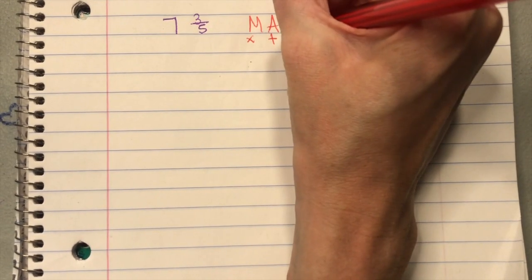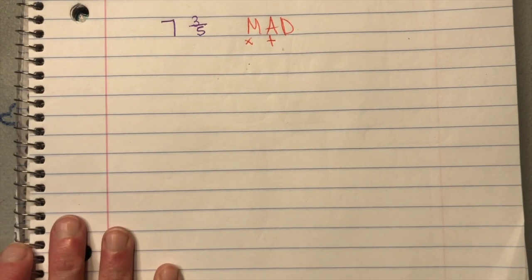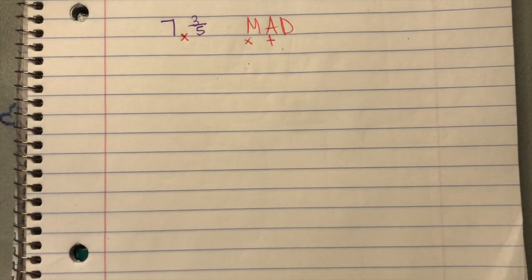7 3/5. Okay, I am going to use MAD. Remember, that stands for multiplication, add, and the denominator stays the same. So first thing I'm going to do is multiply the denominator times the whole number, because this is going to tell me how many fifths there are in 7 wholes.